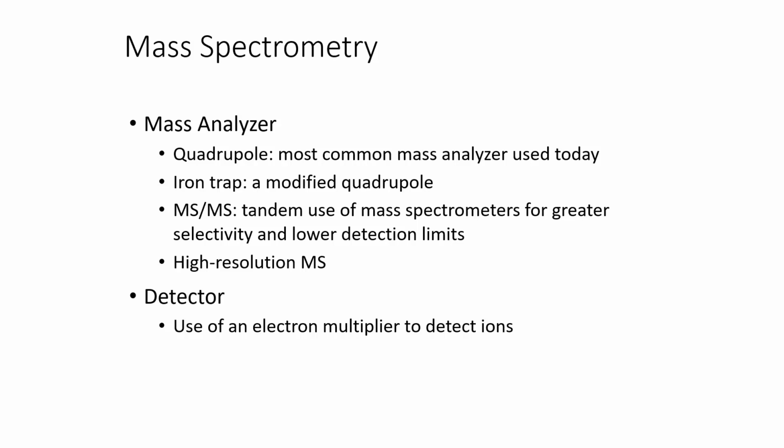The mass analyzer can be a quadrupole, which is the most common mass analyzer used today, an ion trap, which is a modified quadrupole, MS-MS or tandem MS, which is the use of mass spectrometers for greater selectivity and lower detection limits, or high resolution MS. The detector uses an electron multiplier to detect ions.